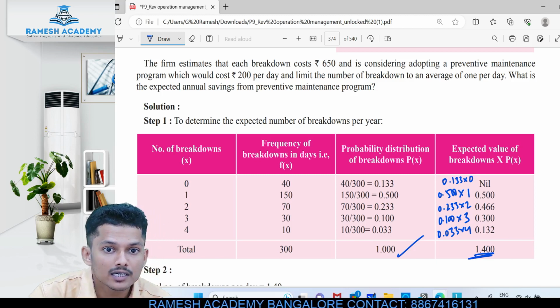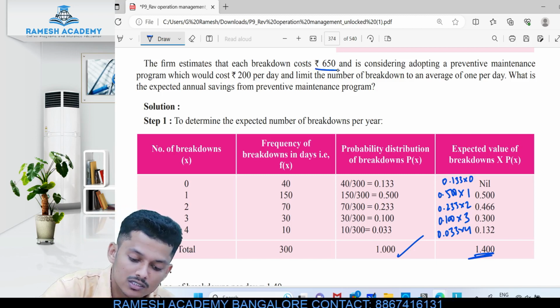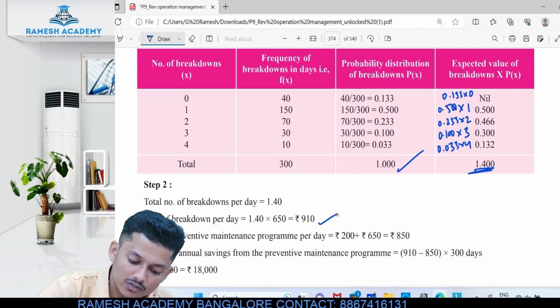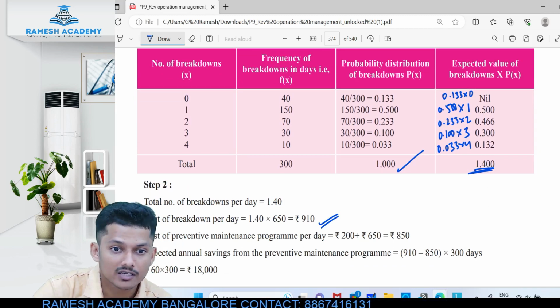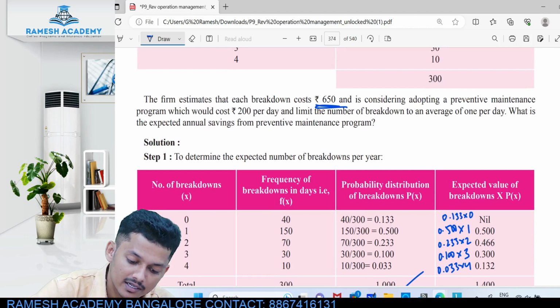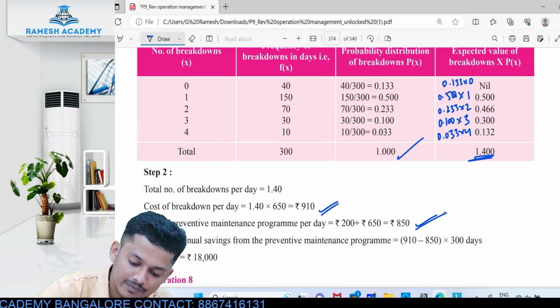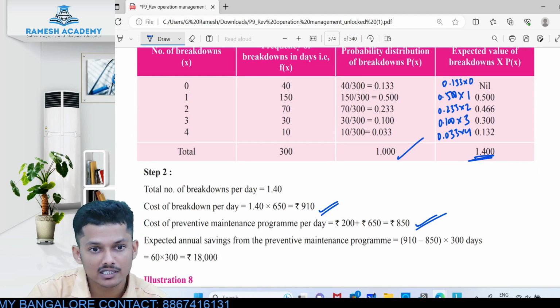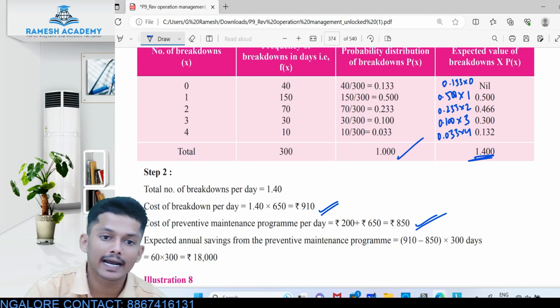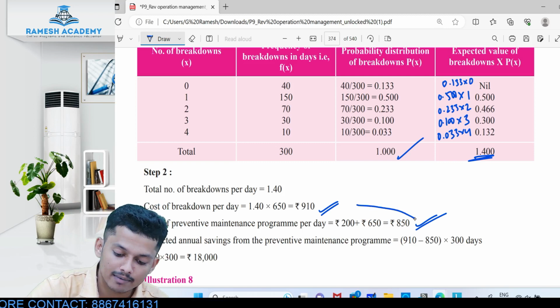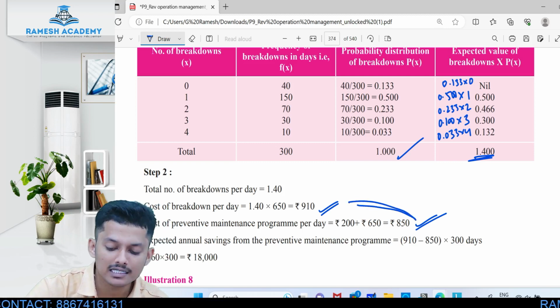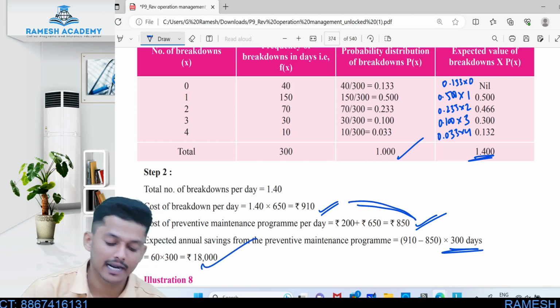And the firm estimates that the breakdown cost is 650. So 1.4 into 650, you get 910. Whereas if you go for preventive maintenance per day, that is 650 plus 200, you will get 850. Now expected savings, that is cost of breakdown per day minus preventive, that is 910 minus 850, into how many days? 300 days. So expected annual savings is 18,000.